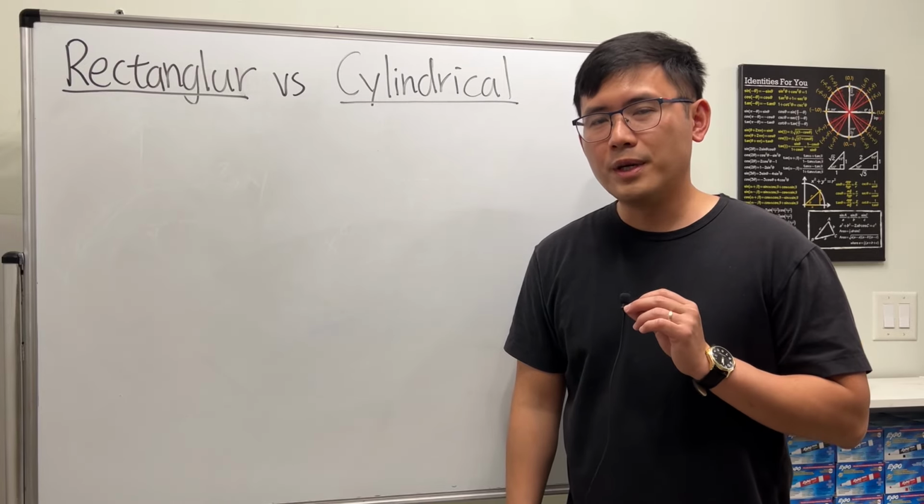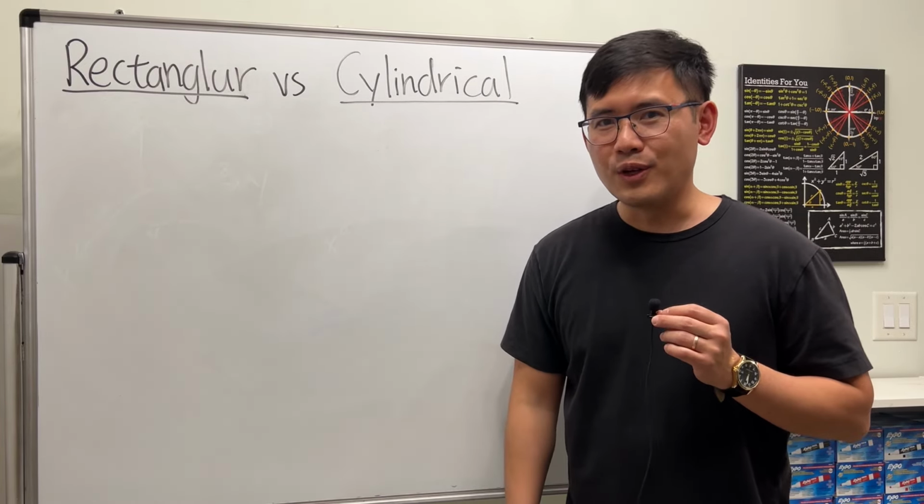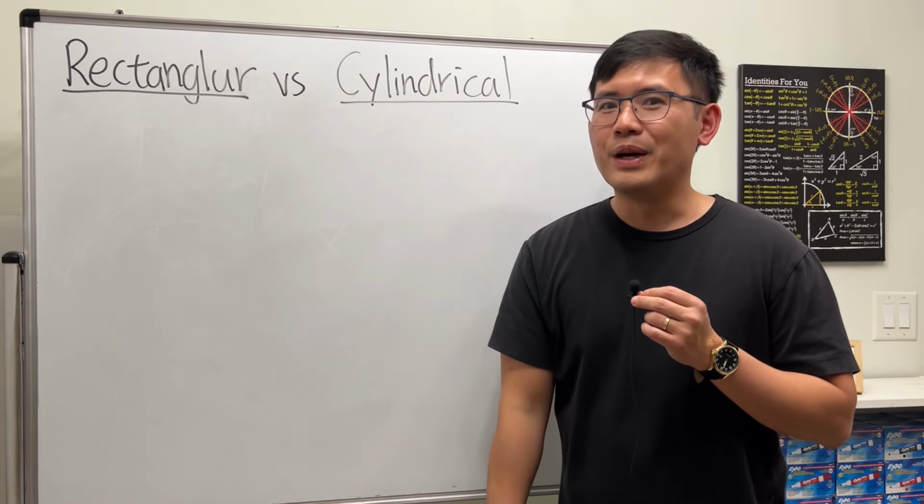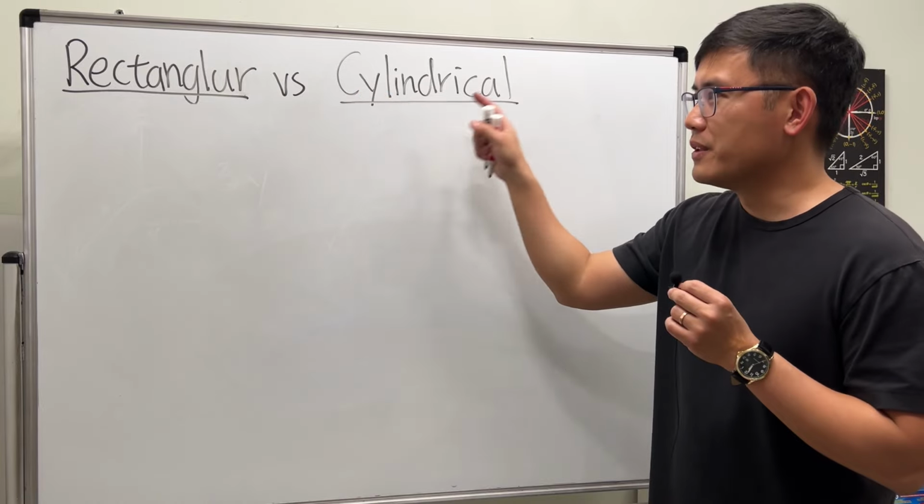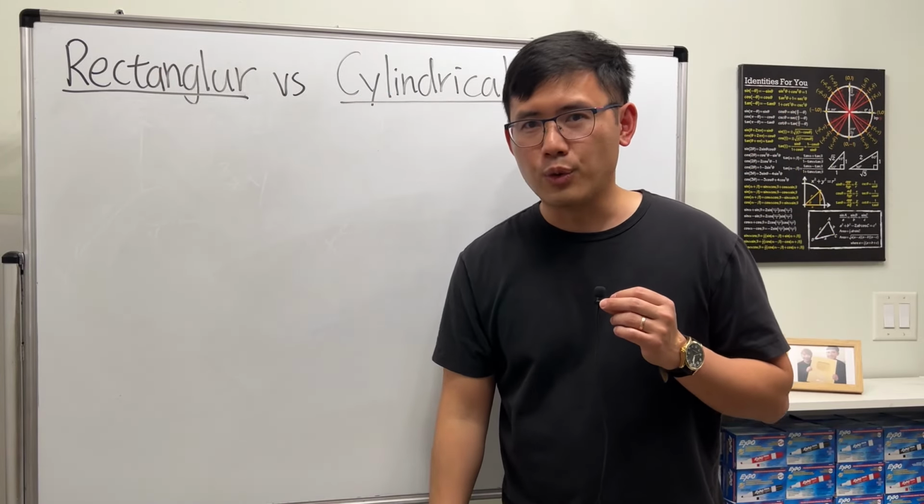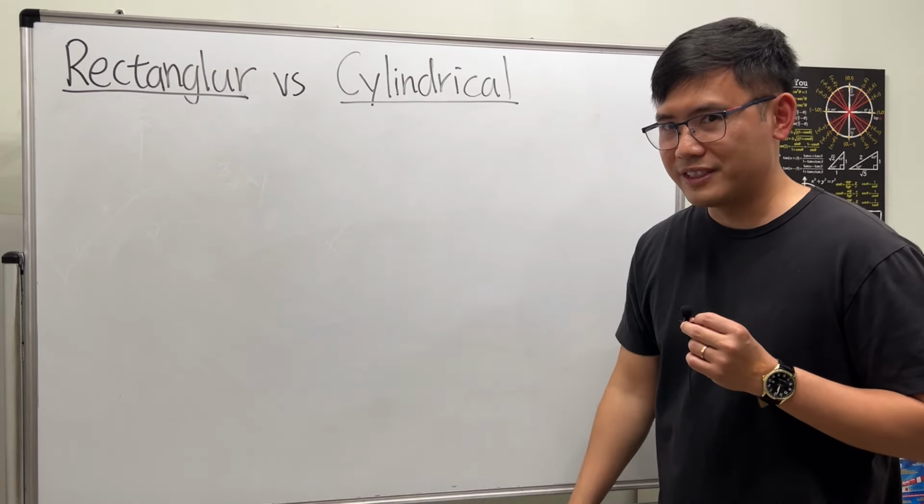Alright, this video is going to be awesome because we'll be talking about the three coordinate systems that you have to know for your Calculus 3 class. Of course, we are talking about 3D. We're talking about the rectangular coordinate system, the cylindrical coordinate system, and also the spherical coordinate system. But let's compare the rectangular and cylindrical first.